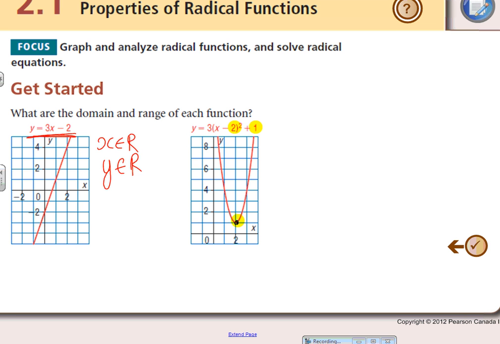So in this case, I can use any x values and plug them in there, no problem. But I can't get any y values. If we look at that graph, it starts at 1, and all of the graph is above that 1. So y is greater than or equal to 1.